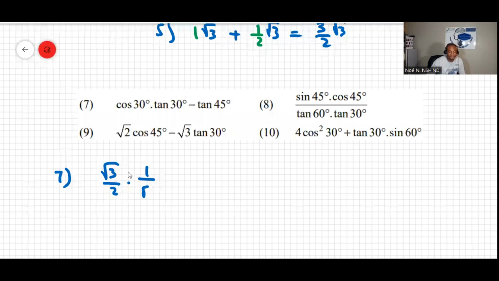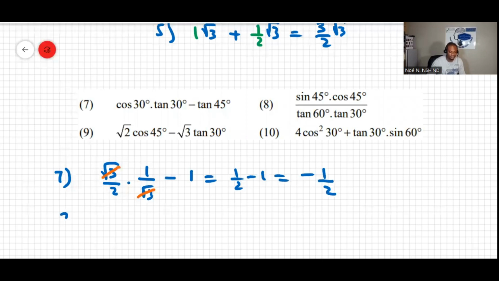Okay, and then minus tan of 45, which is 1. And then over here we can simplify root 3 and root 3, and then the answer will be a half minus 1, and this is equal to negative a half.